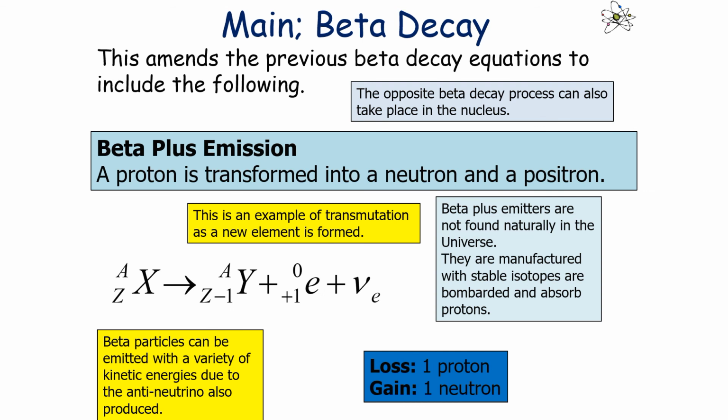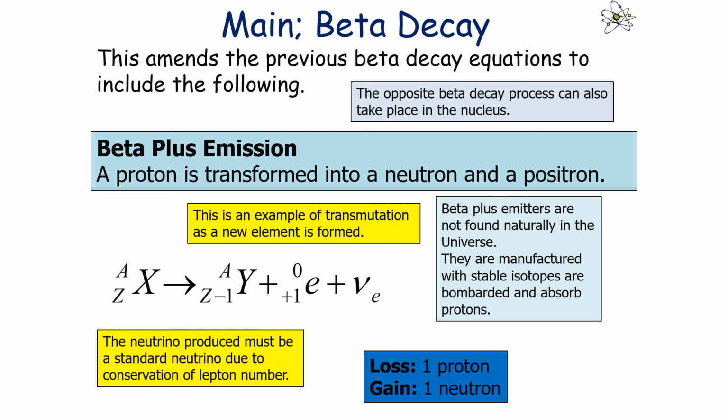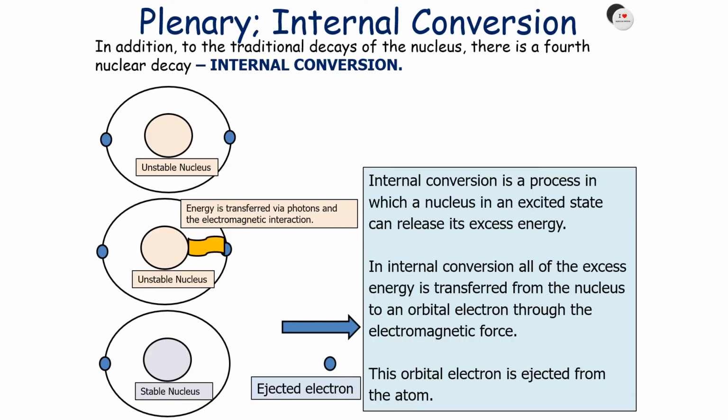Now in beta plus emission, we know that this is an example of transmutation as a new element is formed, but the beta particle can be emitted with a variety of kinetic energies due to the neutrino also being produced. The neutrino produced must be a standard neutrino due to the conservation of lepton number. Now in addition to the traditional decays of the nucleus, there's a fourth nuclear decay, internal conversion. Internal conversion is a process in which a nucleus in an excited state can release its excess energy.